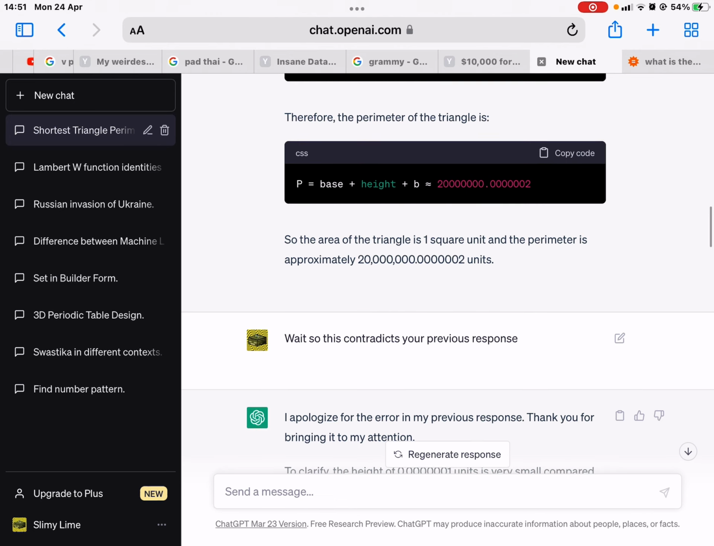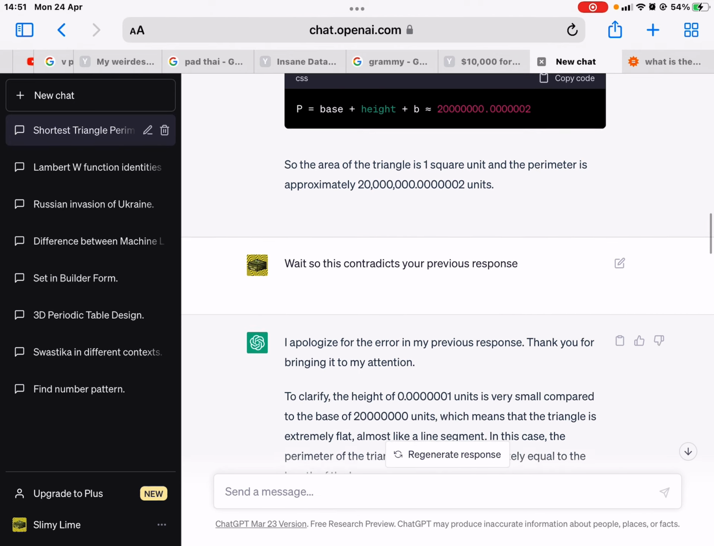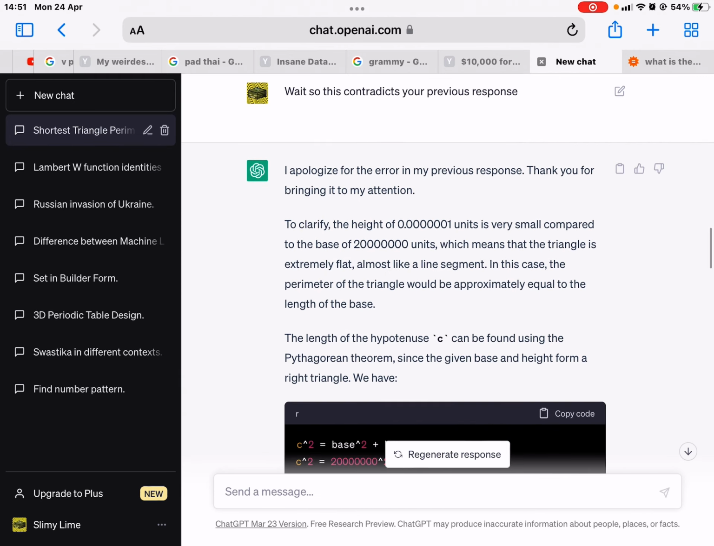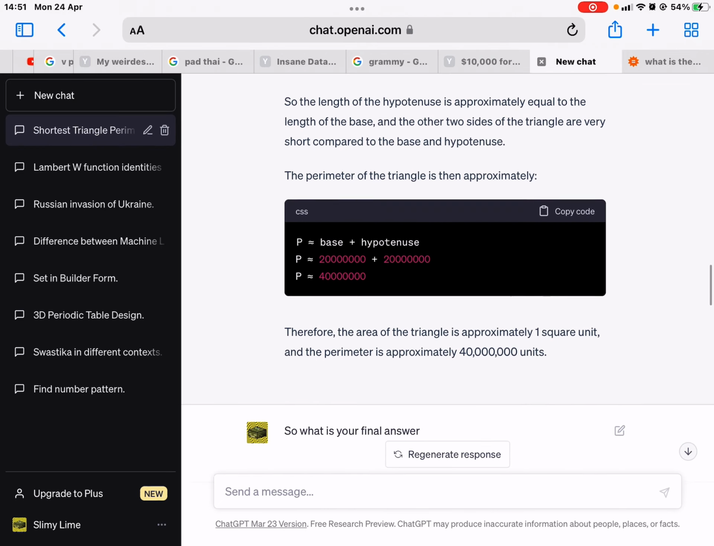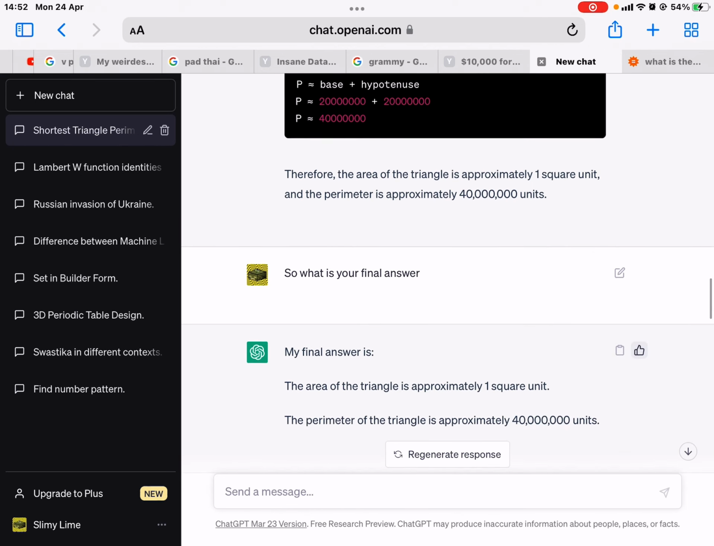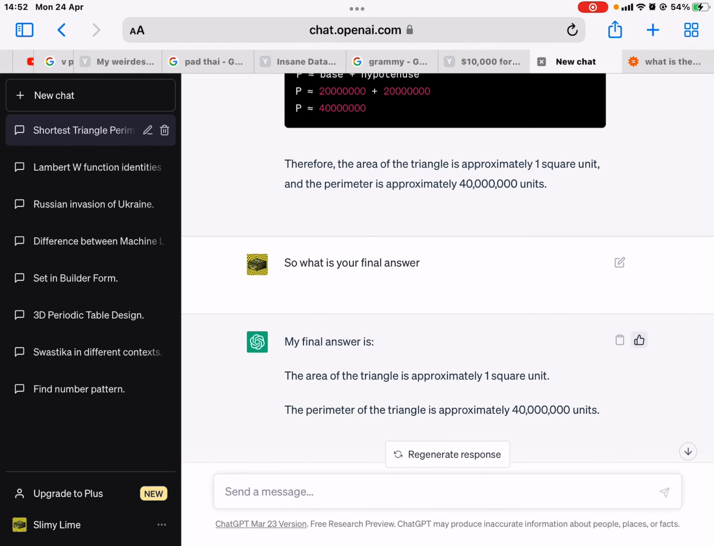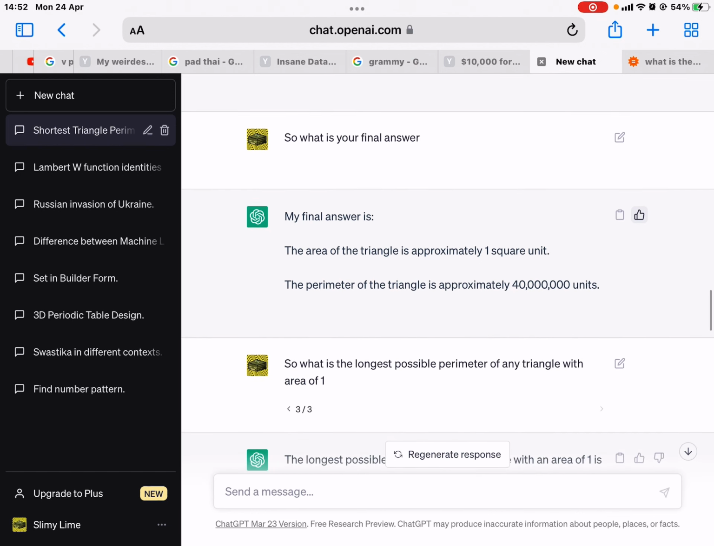So I said, wait, so this contradicts your previous response. And it apologized, and it said this stuff. And then it rechecked its calculations and then brought out 40 million units. And then I asked it what is its final answer. And it said 40 million units.